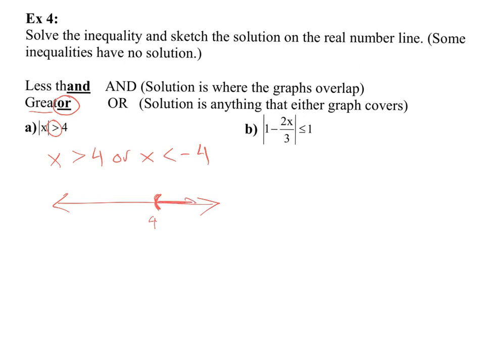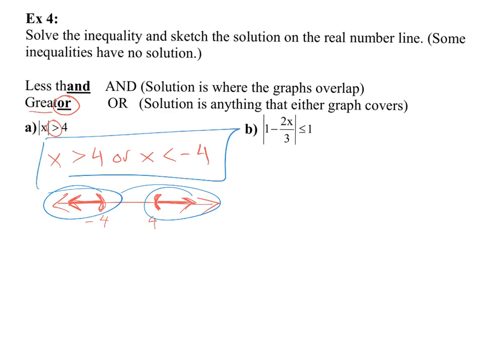When I graph these inequalities on the same number line, I simply want to look at where the graphs are covering the number line. I'm concerned about everything that's covered on the number line. So it's everything less than -4 and everything greater than 4. And that's what I have right above here. So that's my solution. Going on to part B.